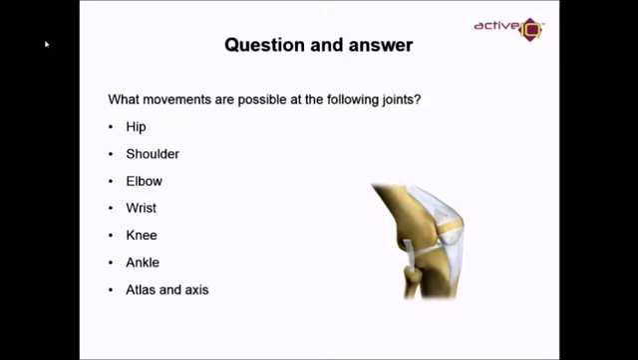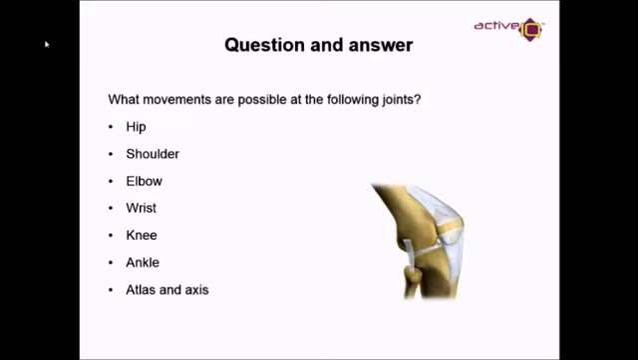It's a ball and socket, alright? And at a ball and socket, what can we do? Can we go away from the body and back in towards the body? Yes, we can. And that's called abduction and adduction. That's possible at the hip. Alright? Can the hip flex and extend? Yes, it can. Flexion and extension is possible at the hip.